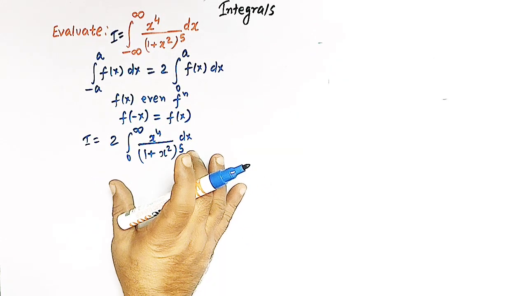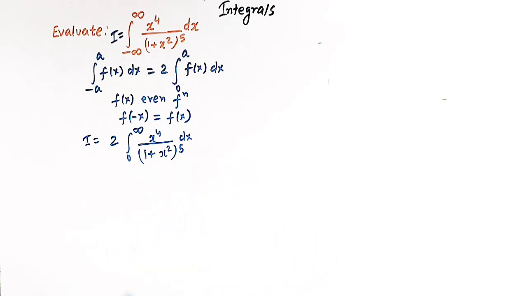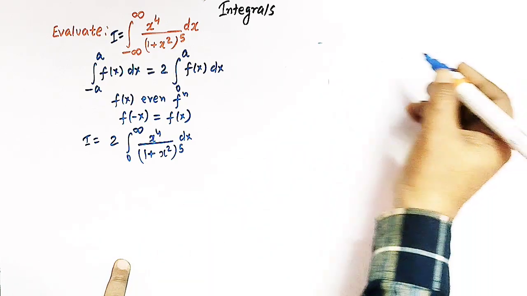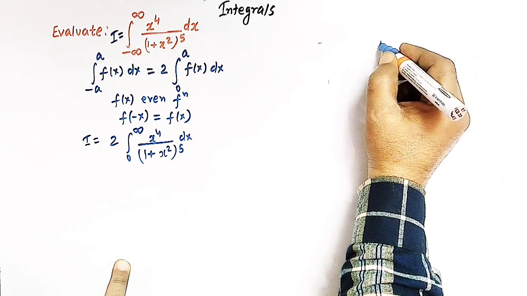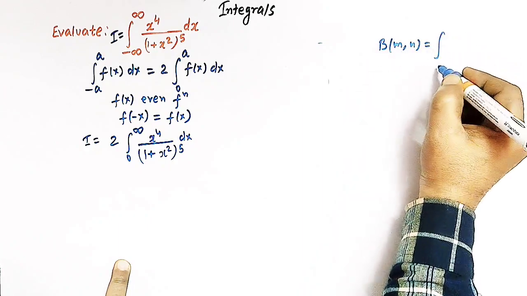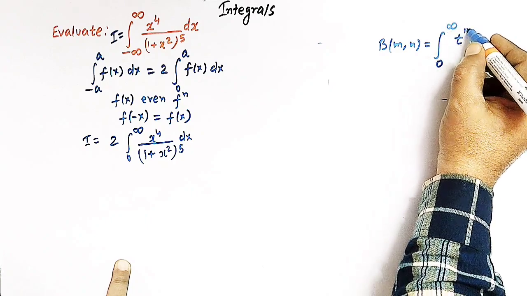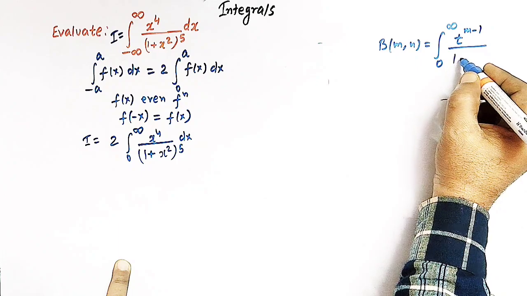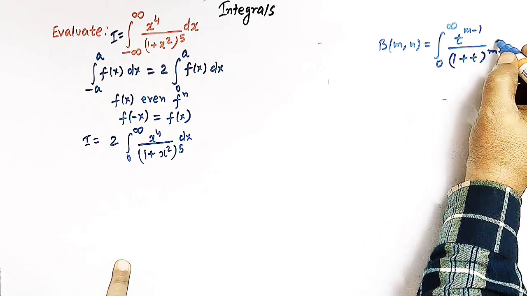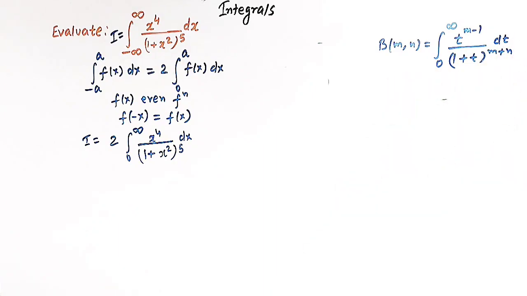Now our next step is to convert this integral into a beta function. Here we are going to use these important results. The beta function, beta m comma n, is defined by this integral: the integral from 0 to infinity of t raised to m minus 1 over (1 plus t) raised to m plus n dt. So this is the definition of the beta function.